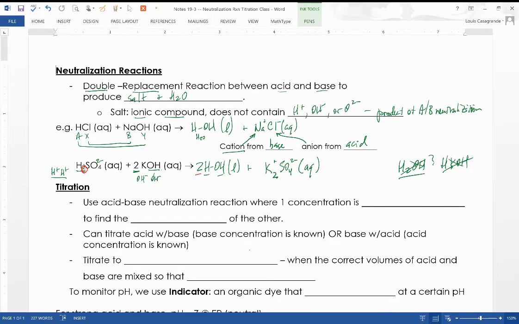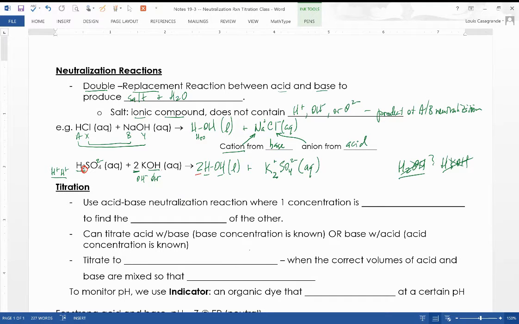So acid-base neutralization reactions are pretty important reactions for a number of reasons. Sometimes you need to neutralize spilled acid. You hear about tanker cars full of sulfuric acid being derailed, and they have to neutralize that somehow.